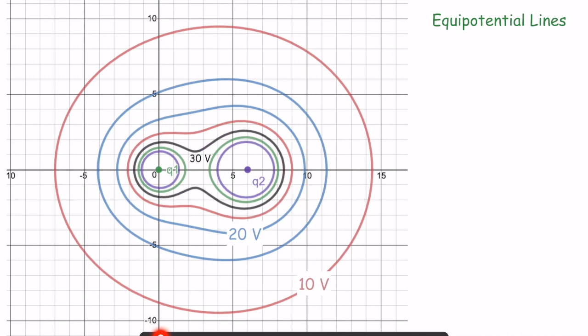Once you start having multiple charges, your equipotential lines take on a much more dynamic and rich and complicated shape. You'll notice there are spots where the lines are close together, where the voltage is changing rapidly, and then there are spots where the lines are far apart, and that is where the voltage is changing gradually. If you walk along one of these lines, the voltage doesn't change, which means it takes no energy to move a charge around one of these lines.